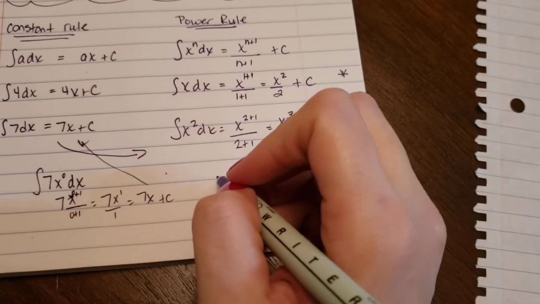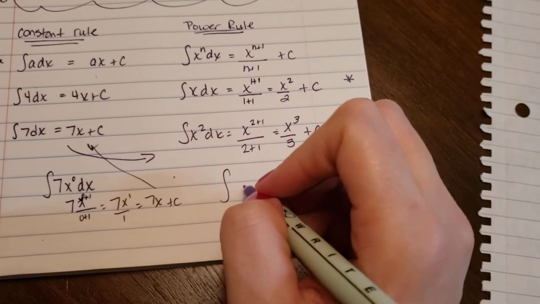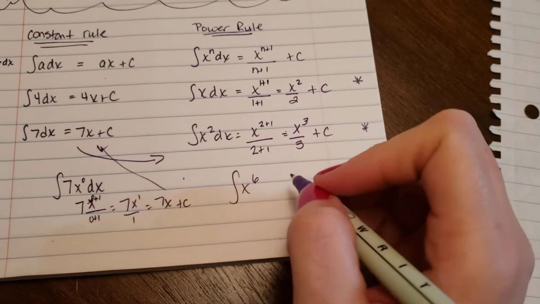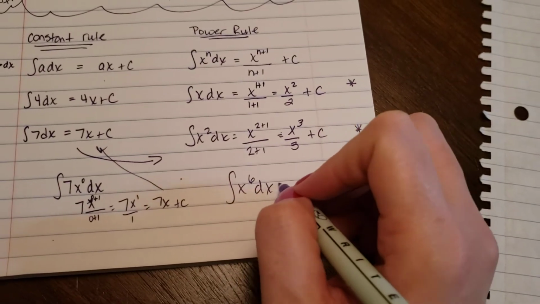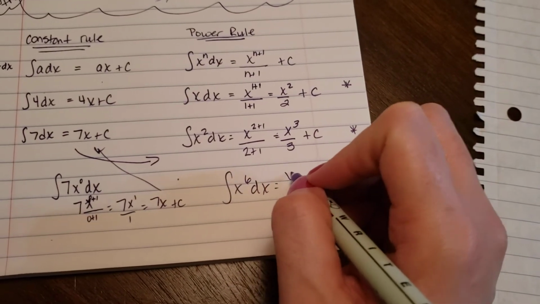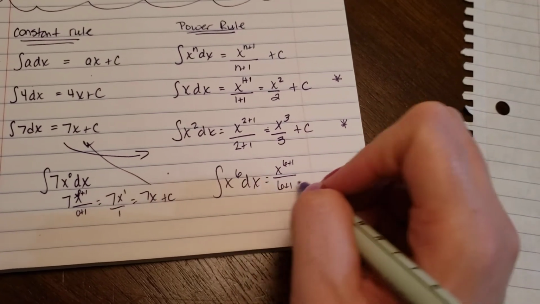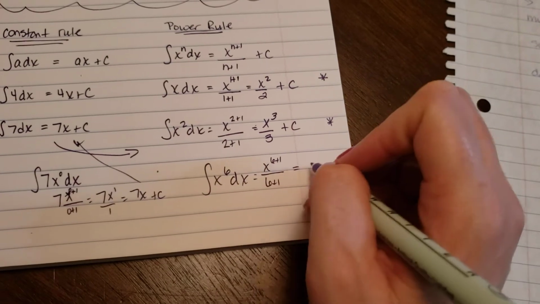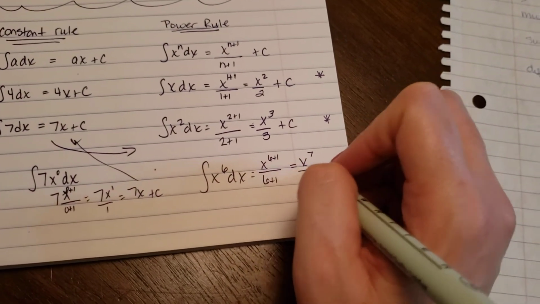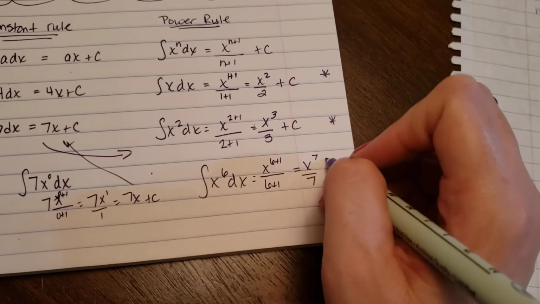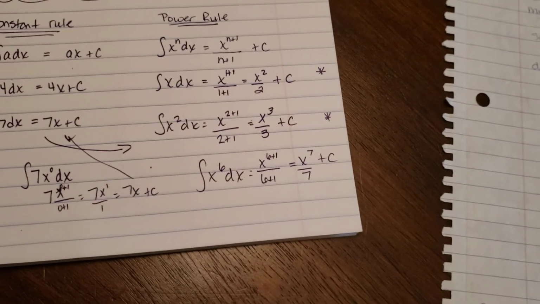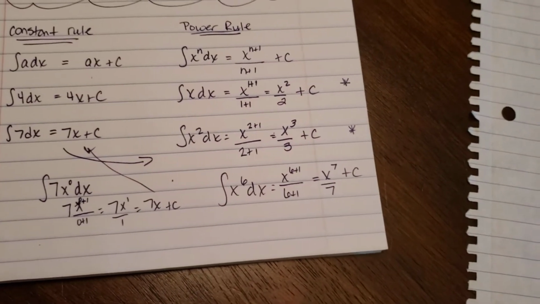All right, so let's do one more. So we'll say x to the 6th power dx. So that gives me x to the 6 plus 1 power over 6 plus 1. So that gives me x to the 7th power over 7 plus c. Power rule.